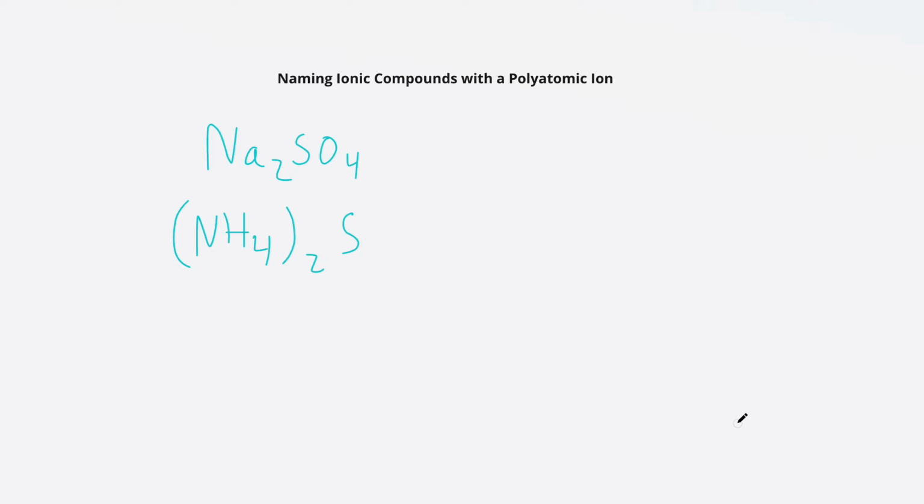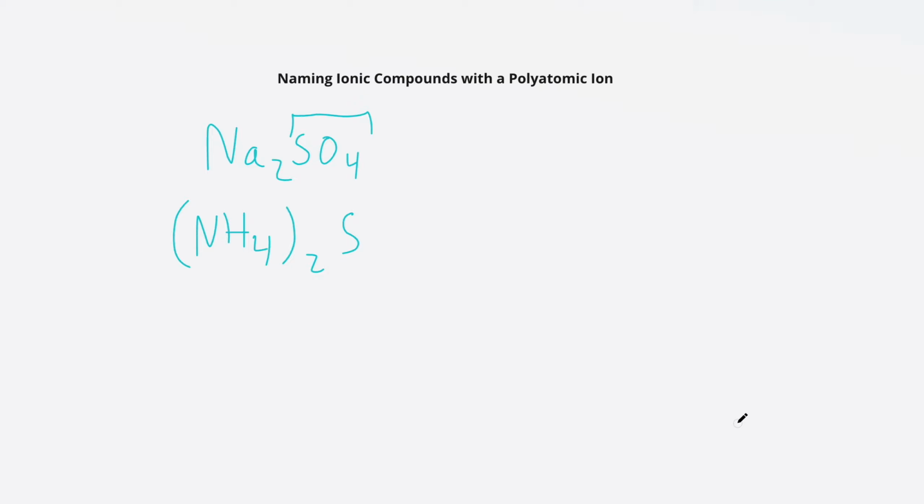The last thing we'll look at is how to name ionic compounds when you have a polyatomic ion. Just remember, a polyatomic ion is an ion that is not just a single element; it has multiple atoms that make up this molecule, and the molecule itself has a charge. For this first one, we have sodium sulfate. Sulfate is SO4, and it has a -2 charge.